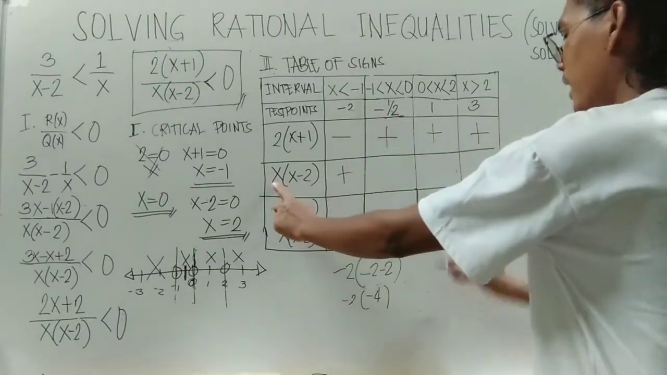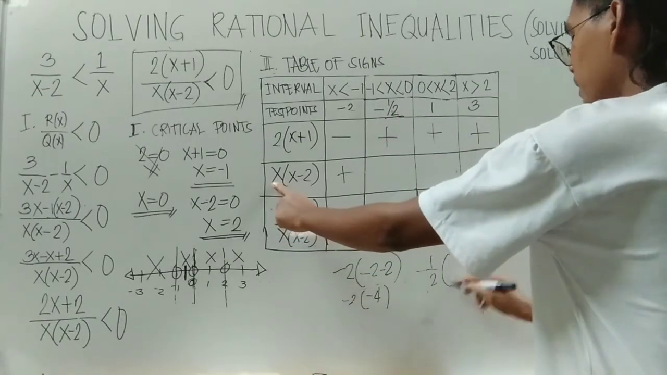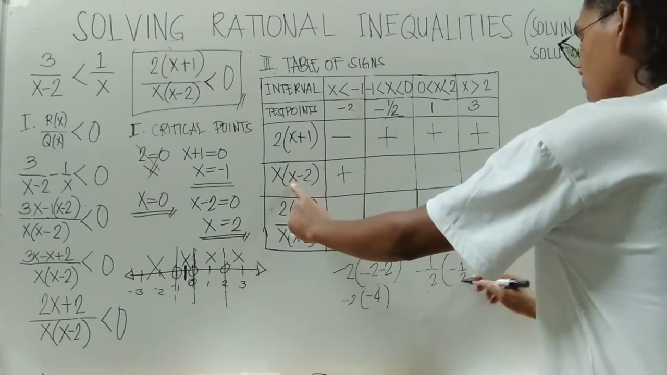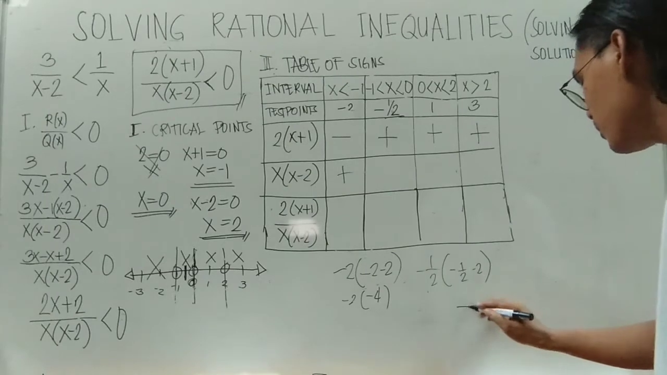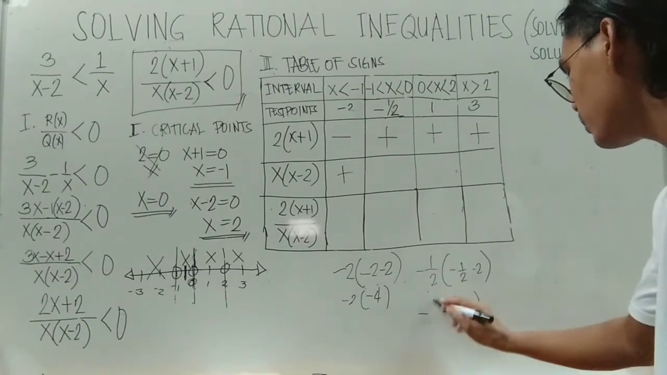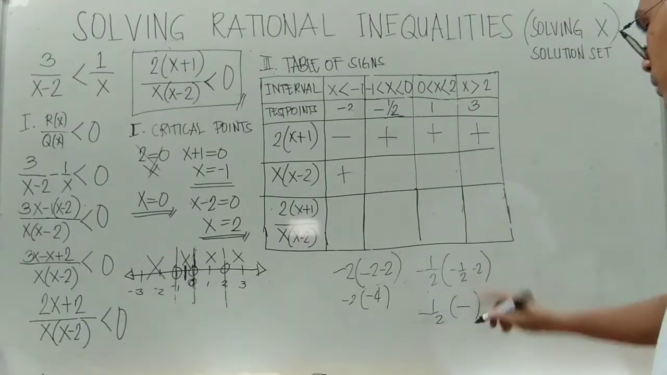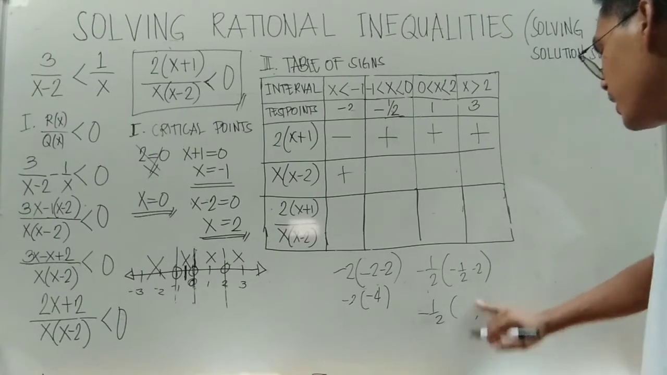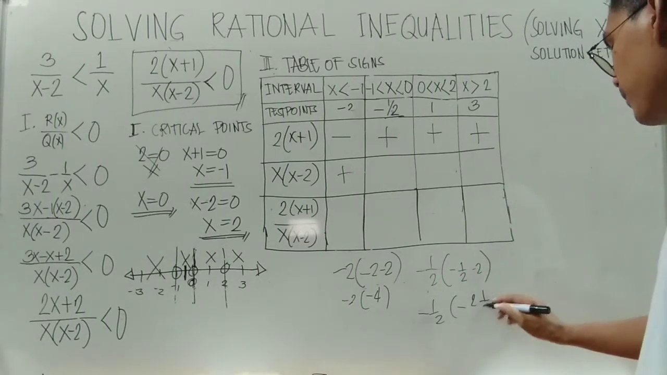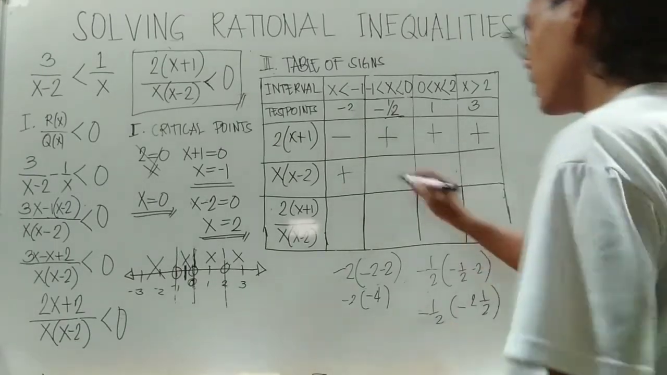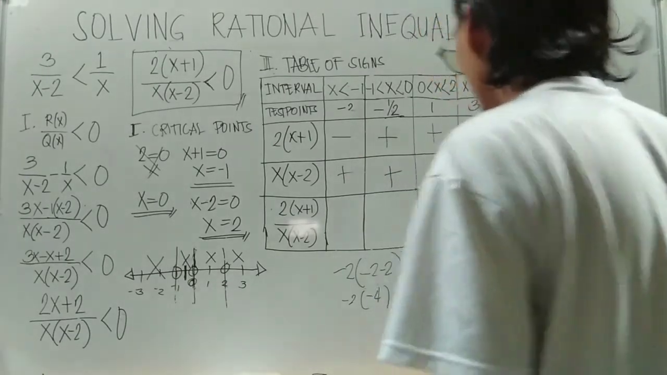Okay? Negative 1 half. Negative 1 half times the quantity of negative 1 half minus 2. So negative and negative will give you negative. Then negative 1 half, this one. Okay, you cannot get it. Negative 1 half minus negative 2 is negative 2 and 1 half. So negative times negative is positive.